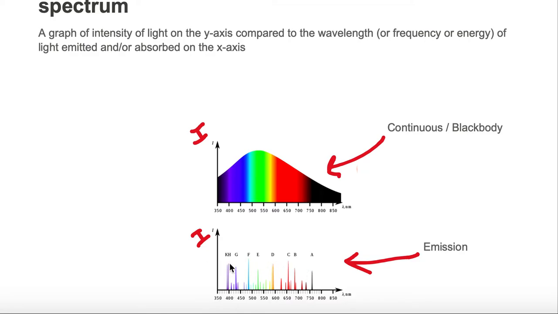So we're looking at the vertical axis as the amount of light being emitted, and the horizontal axis is the wavelength number. You can also put frequency number down there instead of wavelength, or you can express it in terms of energy.